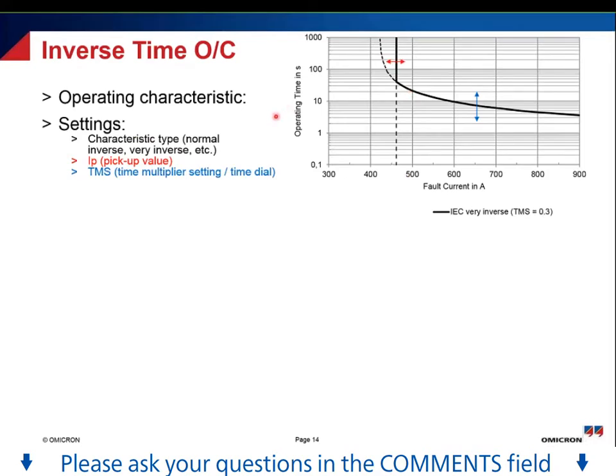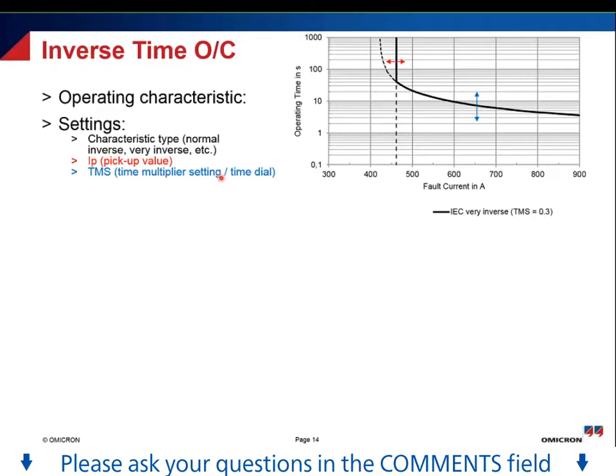What settings do we have? The first setting is one of the most important. It's the characteristic type. Should it be a normal inverse characteristic, a very inverse characteristic, and so on. This is defined by the formula that is used to draw this inverse graph. Then once again I have the pickup value, which is typically called IP, and the time multiplier setting, also called TMS or time dial, or TD. There are many different names for this.